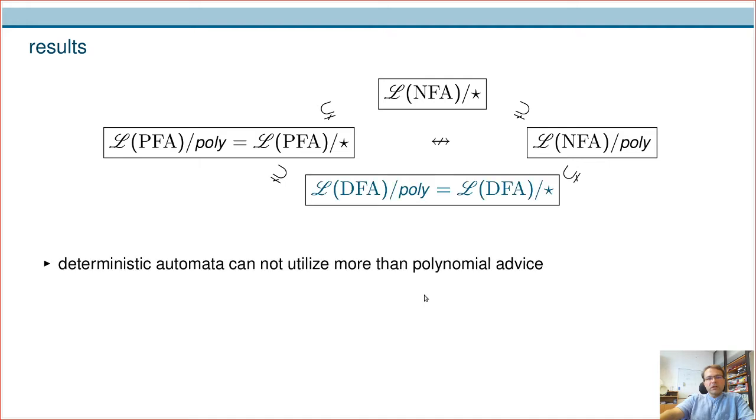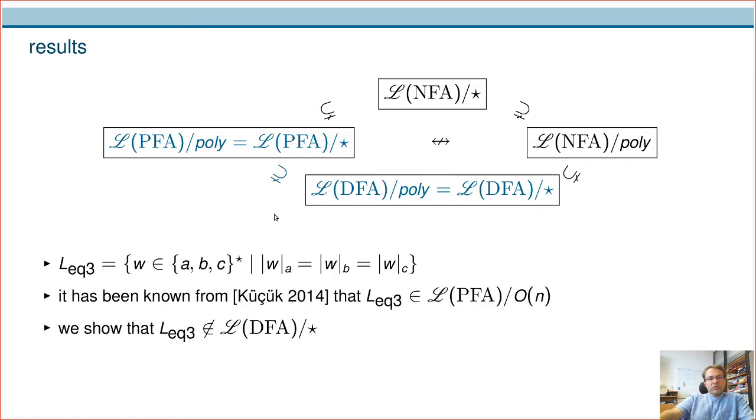So first, we show that deterministic automata cannot use more than polynomial advice. So any language can be recognized either with polynomial advice or cannot be recognized at all. And then we also show that this carries over to probabilistic automata. So again, they cannot utilize more than polynomial advice. And then we can show this strict inequality here.